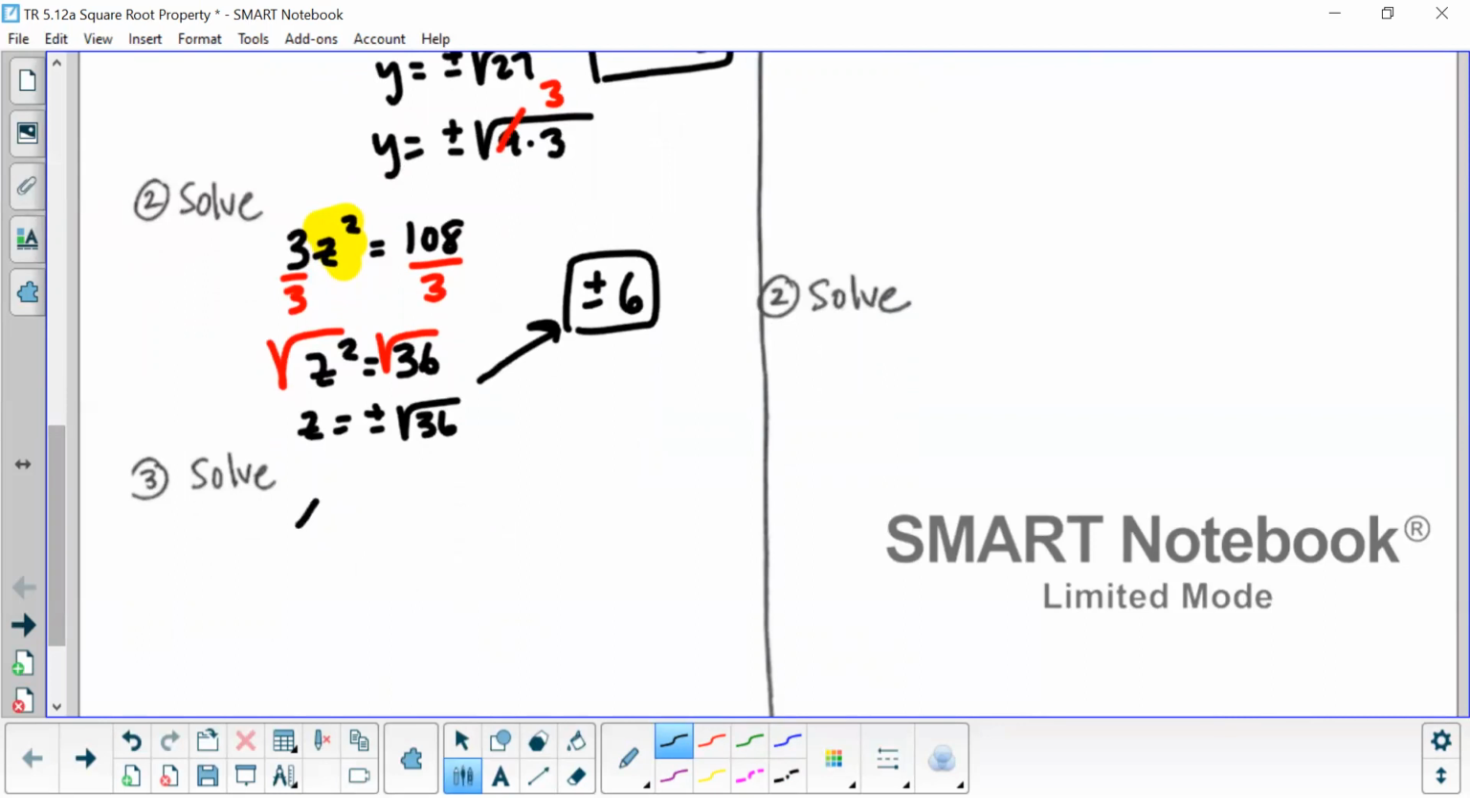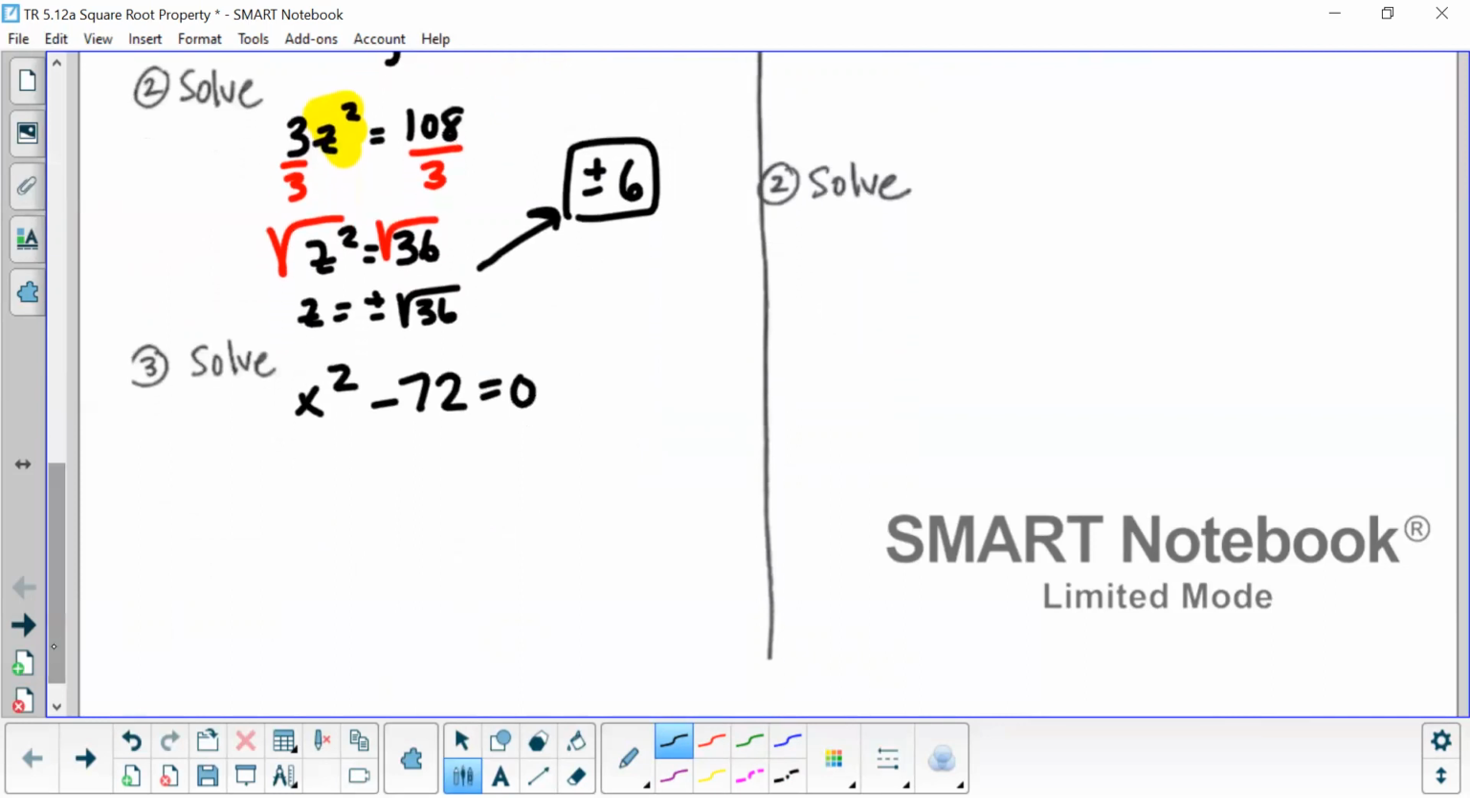Now on the PDF version of your notes, it has x squared plus 72 equals 0. But for today's lesson, I need you to change that to a minus. So pause the video and work this problem.